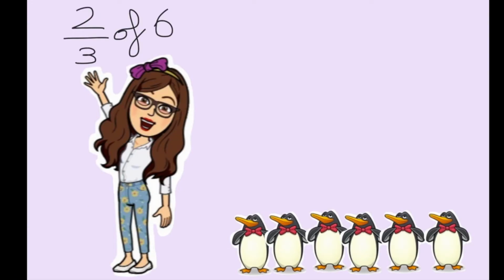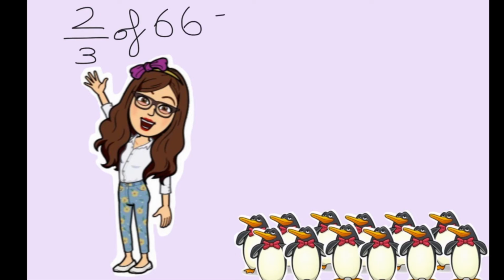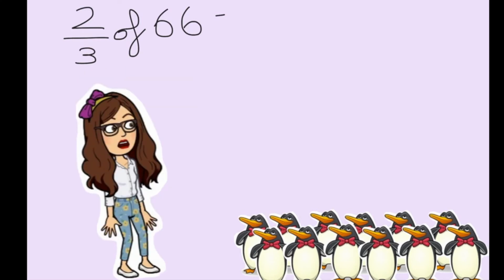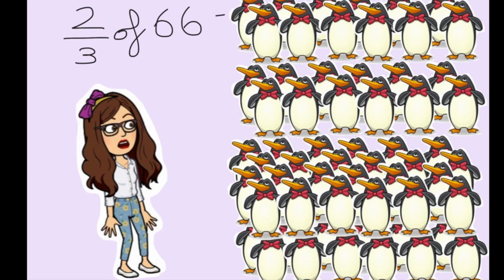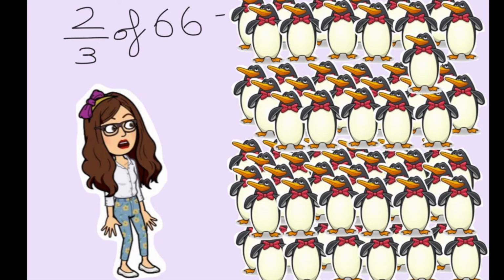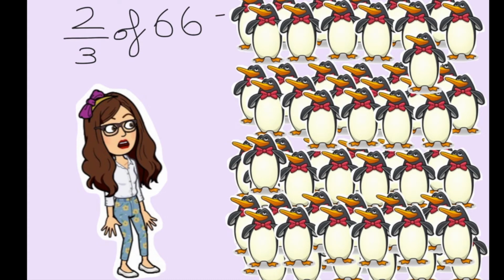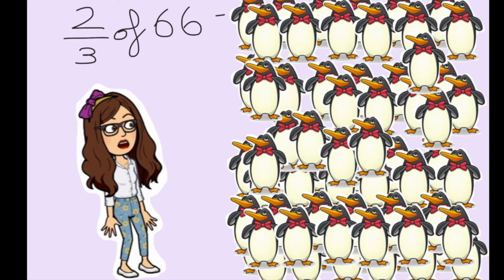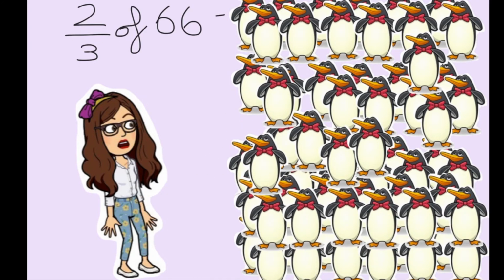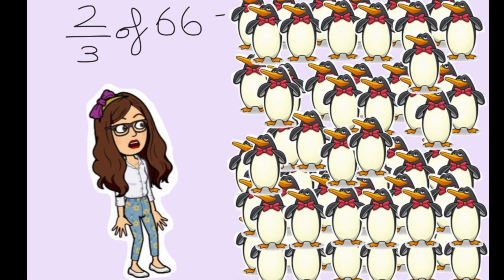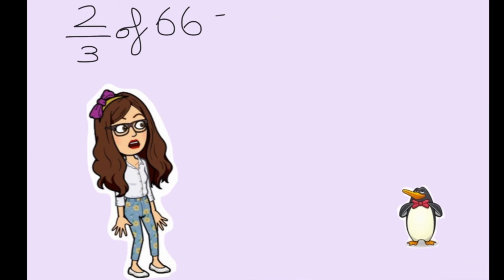So what happens when it goes from being a number like 6 to a number like 66? That means I would need 66 penguins. This seems like a lot of penguins I'm going to need to sort into groups. Now that I have 66 penguins, rather than trying to separate them all into groups, we're going to use our multiplication and division facts to make this so much easier than trying to sort out all these penguins. Let's just get rid of these penguins, shall we? Fine, we'll keep you because you're cute.